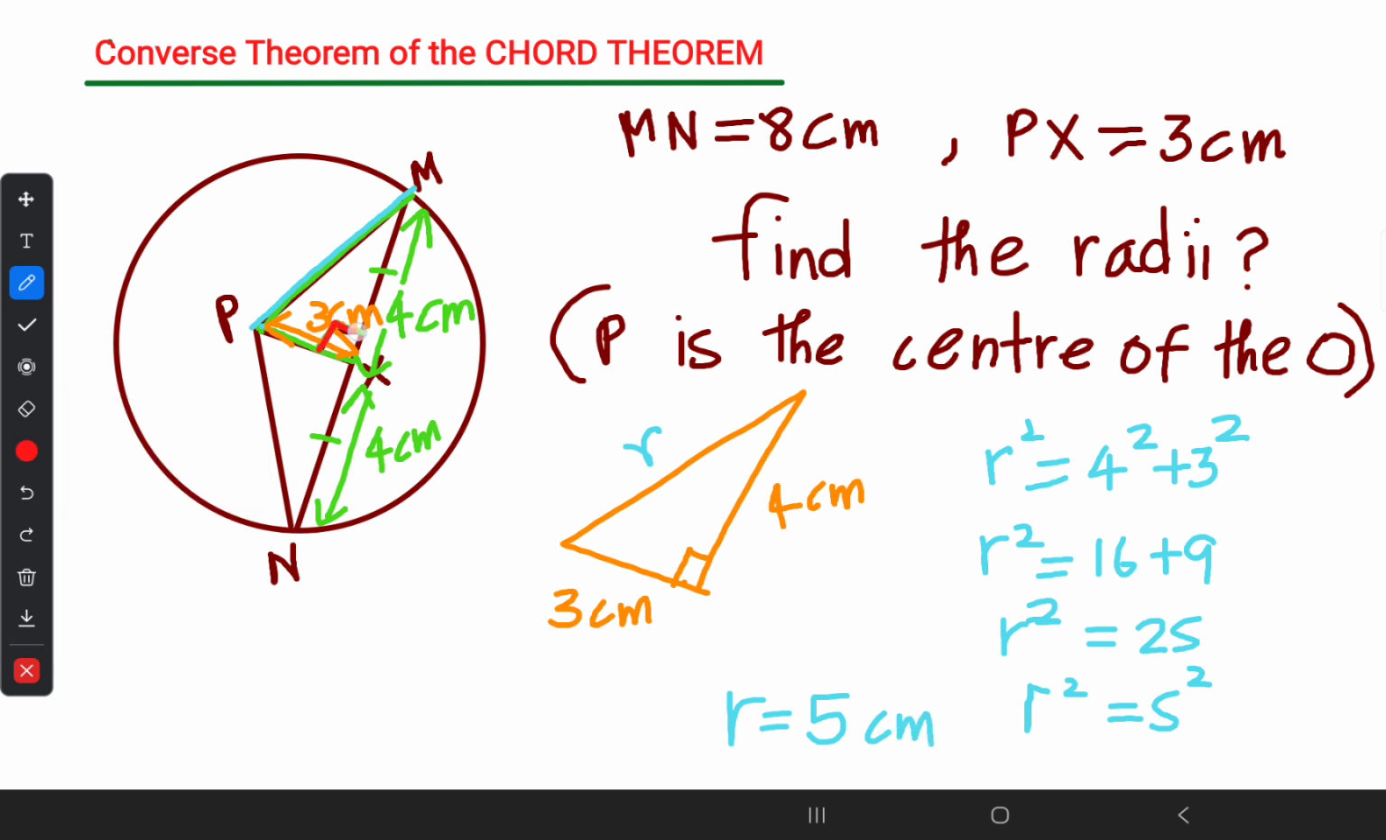Since the given detail is that the straight line is perpendicular to the chord, from that we concluded this is the converse of the chord theorem. If those are perpendicular, the chord is bisected. From that only I identified the 8 was bisected, and thereafter by using 4 cm and 3 cm I found the radius of the circle.